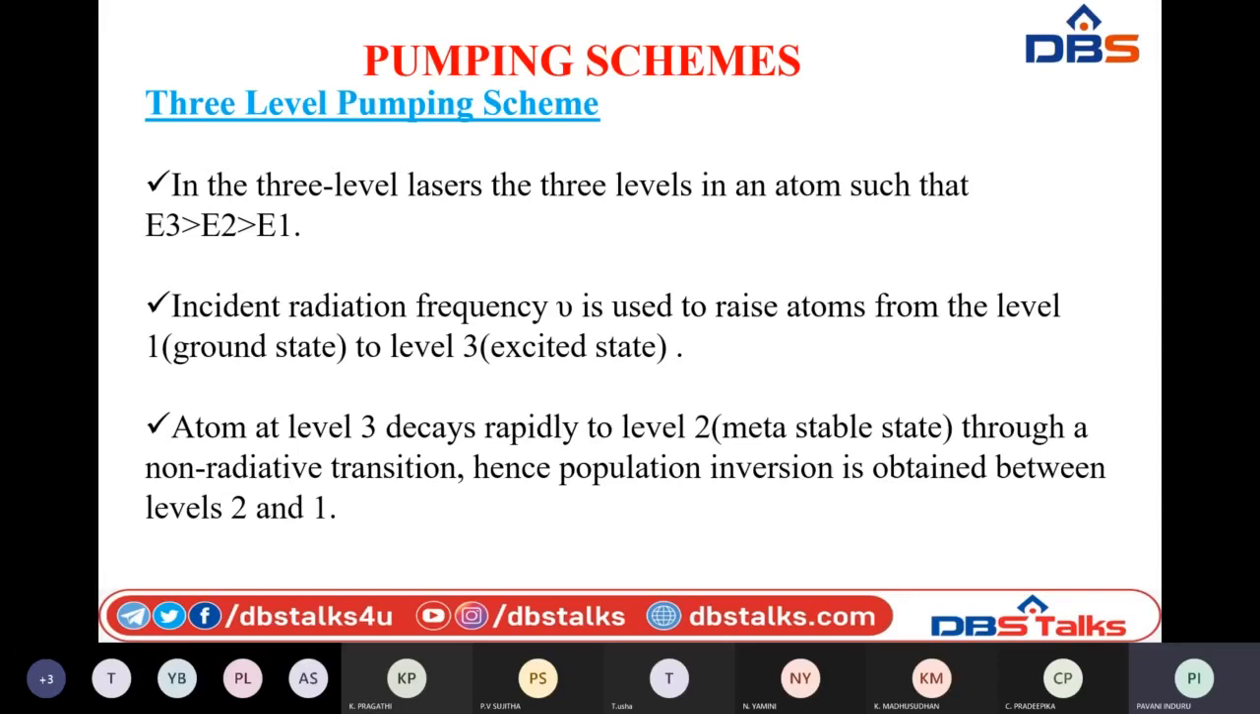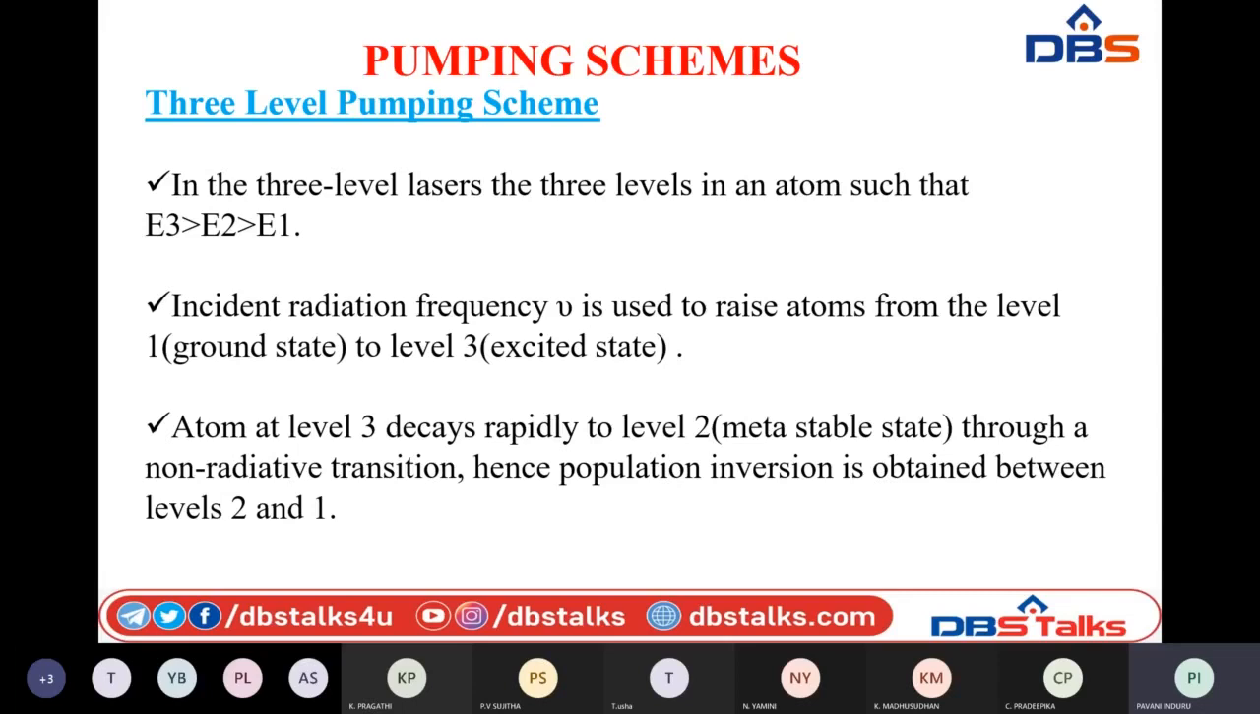We need extra states, like metastable states. So we are going to create a number of metastable states such that the other atoms wait for some more time before they fall back to the ground state. These kinds of schemes are the pumping schemes. Because we need to achieve population inversion, we need to increase the number of levels in the pumping schemes.